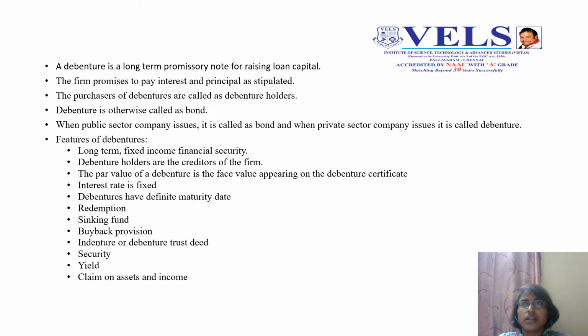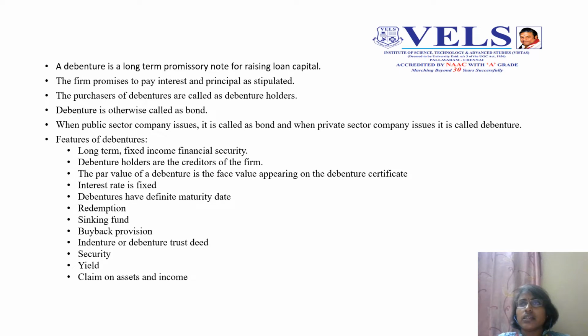Debentures are otherwise called bonds. Normally, when a government company issues it, we call it a bond, and when a private company issues it, we call it a debenture. The features of a debenture: it is a long-term fixed income financial security. Companies may issue this for a 1 year, 5 year or 10 year period, and every year the fixed interest rate will be given by the company to the debenture holders, and they are the creditors of the company. It's not like equity shares.